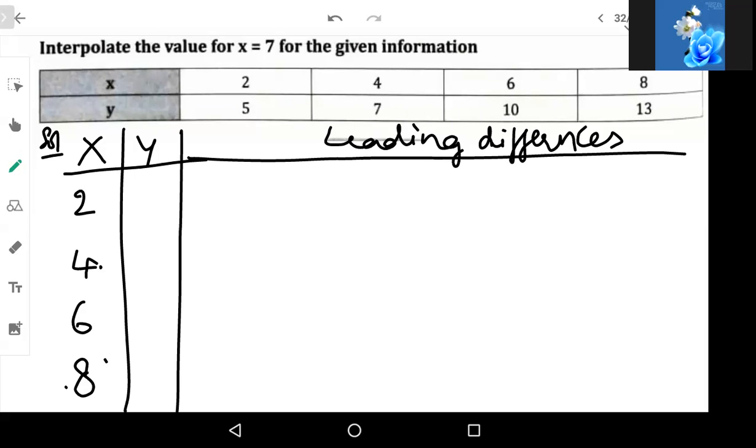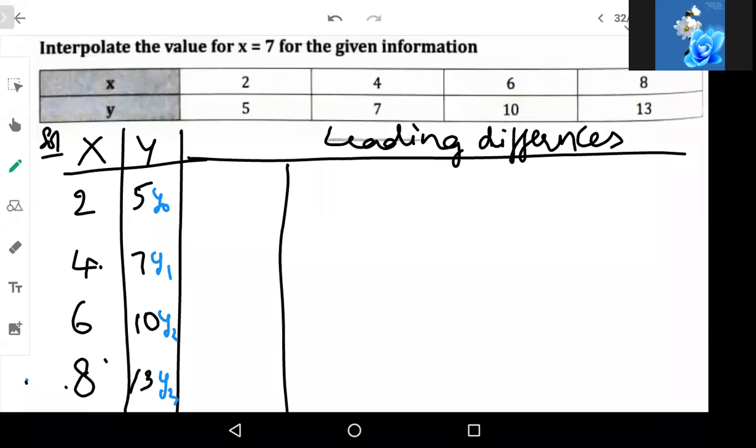Now corresponding to this, write down the y values: 5, 7, 10, and 13. Now how many data do we have? We have y0, y1, y2, y3. So this practice is the same: y0, y1, y2, y3. Now let us start finding the leading differences. For the leading differences, maybe we require a little more space.